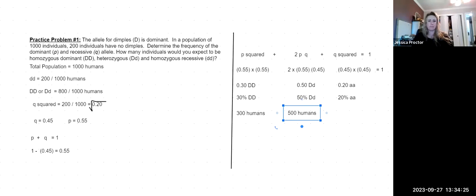All right, and then the very last part, what's 0.20 multiplied by 1,000? Beautiful, Janelle, 200. So we know that 200 humans are homozygous recessive for dimples. Okay, and when we do 300 plus 500 plus 200, we get back to 1,000, the total number in the population. All right, pretty easy, right? As long as you follow those steps, it's easy peasy.